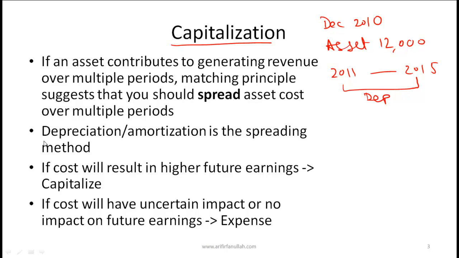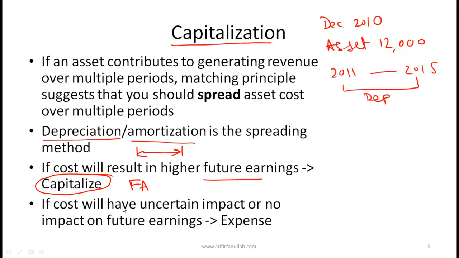The term depreciation is typically used for tangible assets, and amortization is used for intangible assets such as a copyright or a patent, as long as the intangible asset has a finite life. More on this later. If cost will result in higher future earnings, we capitalize. So the question here is, if there is any doubt as to whether the asset will result in future higher earnings. If we are sure, or reasonably sure, that it will result in future higher earnings, such as the example I gave here, then we capitalize. So we create a fixed asset of sorts.